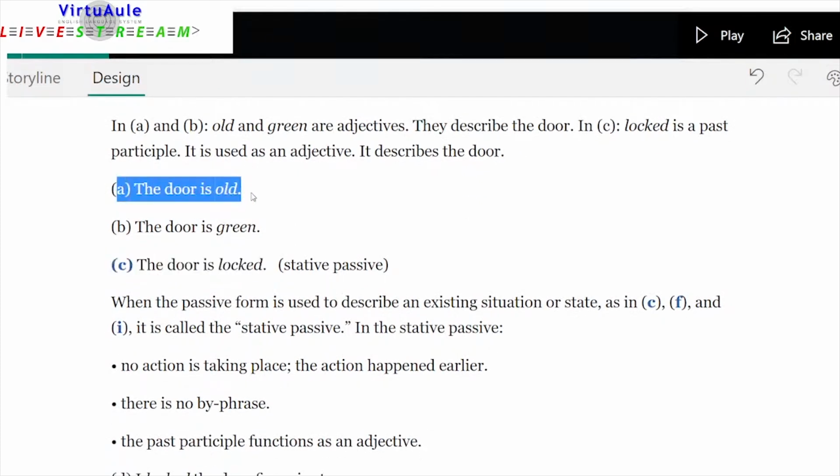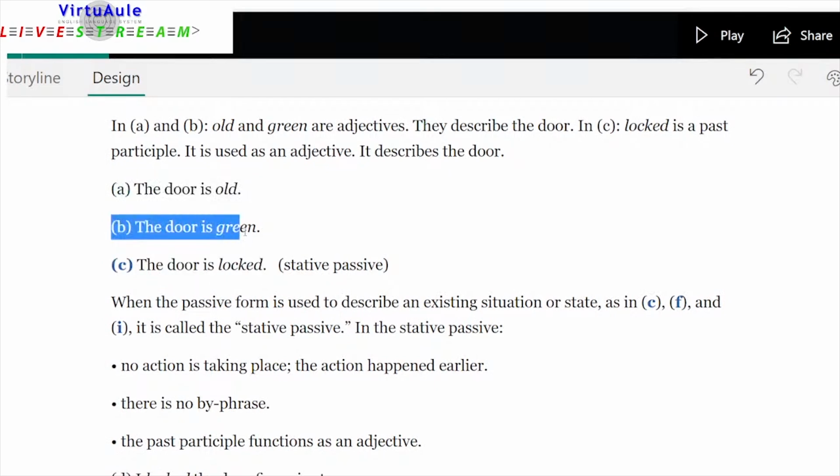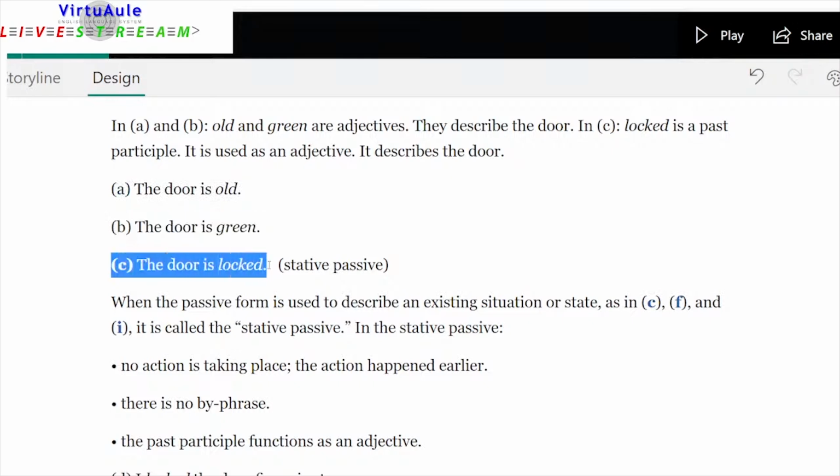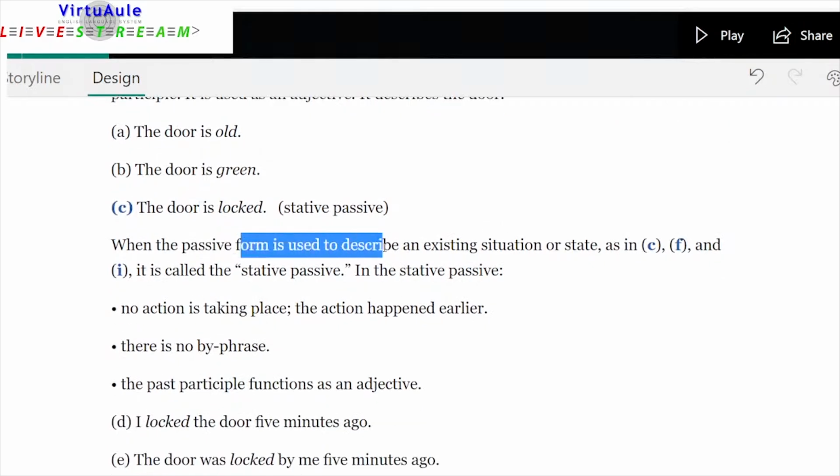Let me read that again. The door is old. Old is an adjective. The door is green. Green is an adjective. The door is locked. Locked is like an adjective, but it's actually a passive sentence because we have the third form of the verb lock and we have the auxiliary to be. It's present tense. The verb is. When the passive form is used to describe an existing situation or state, as in C, the door is locked, it is called the stative passive.